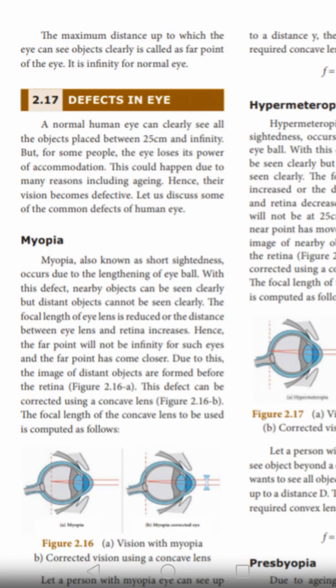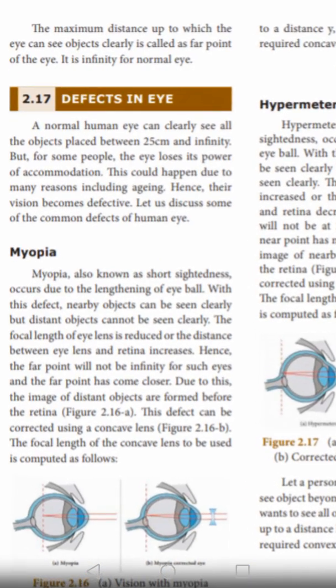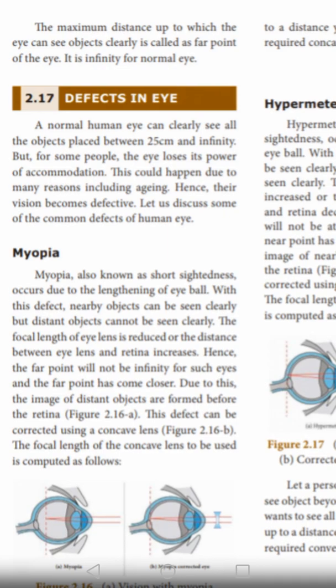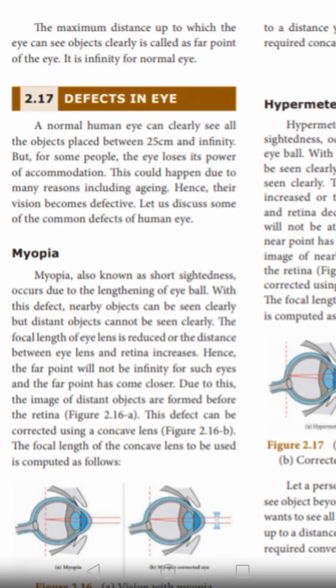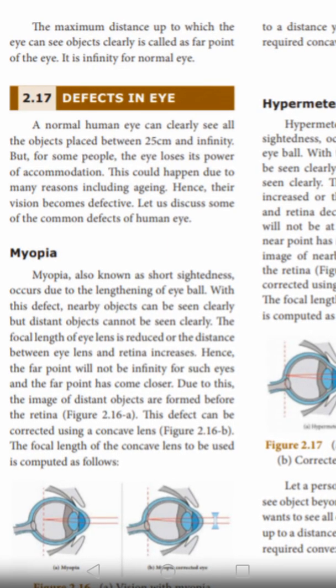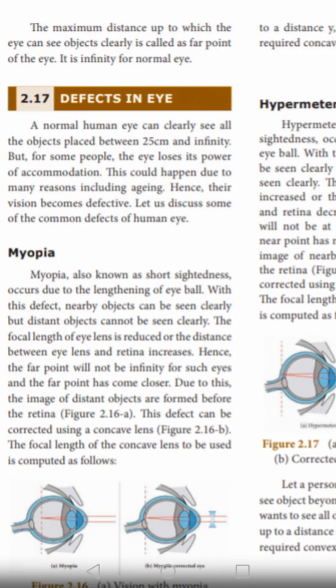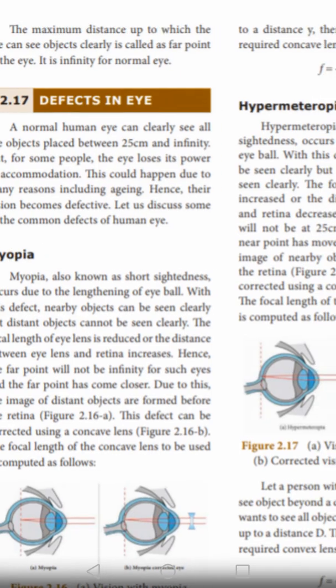So why do the defects occur? The power of accommodation of the eye is decreased or lost, due to reasons including aging. So the defect occurs. Let us discuss the two common defects. One is myopia, and the next one is hypermetropia.